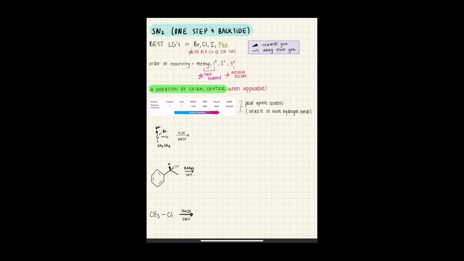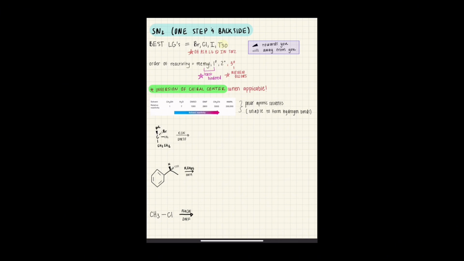It's also important for us to know that the best leaving groups include bromine, chlorine, iodine, and TsO, also known as tosylate. That's actually the best leaving group for this reaction. Alcohol is never going to be a leaving group for an SN2 reaction. So if you see OH as a leaving group, you automatically know that you will not be conducting an SN2 reaction.